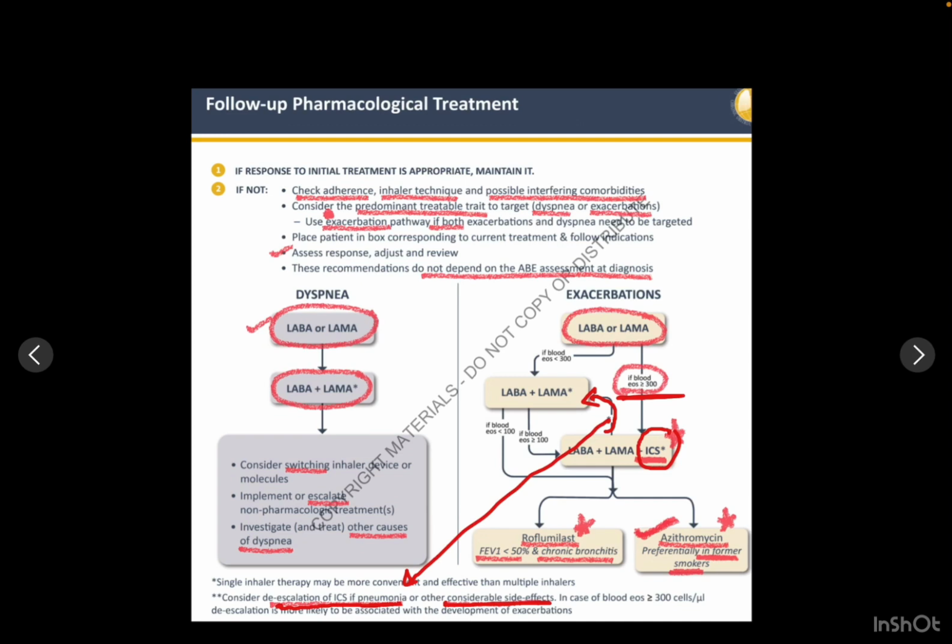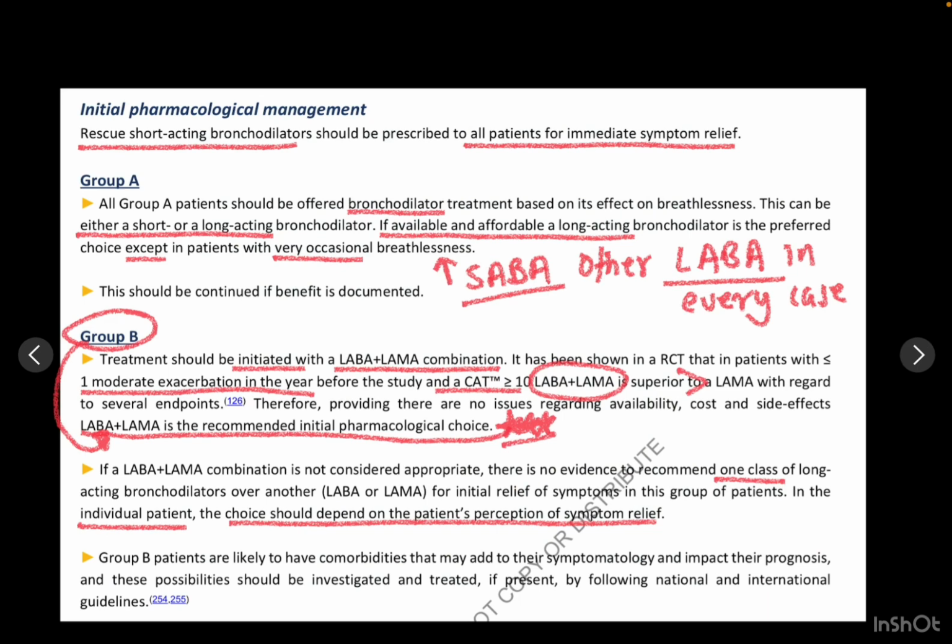And they are telling, even after LABA, LAMA and ICS, if the patient is not improving, then we can add roflumilast or azithromycin. When to add roflumilast? When the patient has severe or very severe grading of COPD, FEV1 is less than 50%, chronic bronchitis is there and history of exacerbation is there. And we can add azithromycin if the patient is a former smoker, currently he does not smoke.